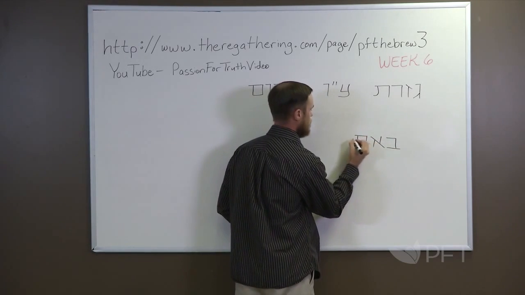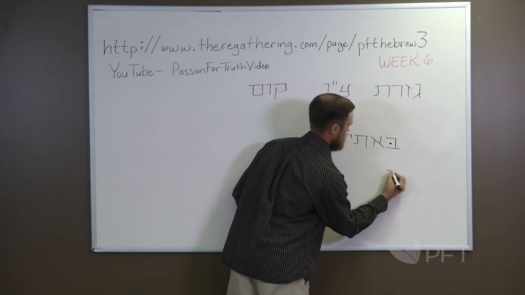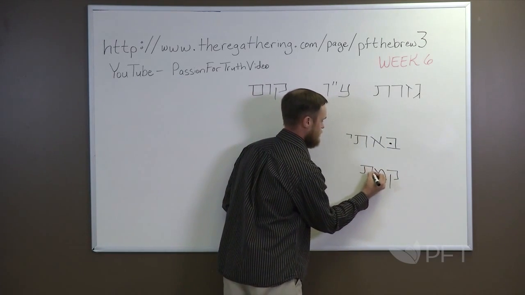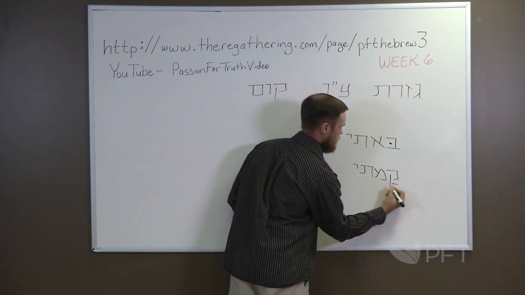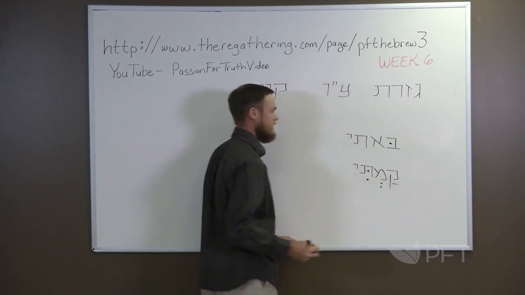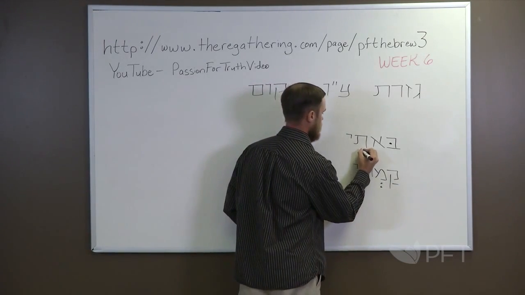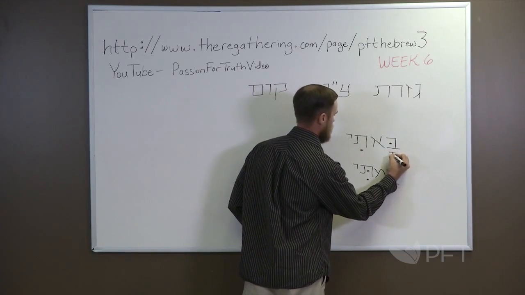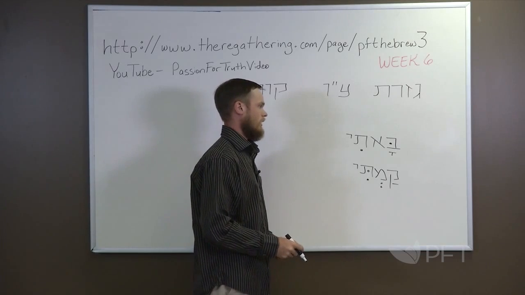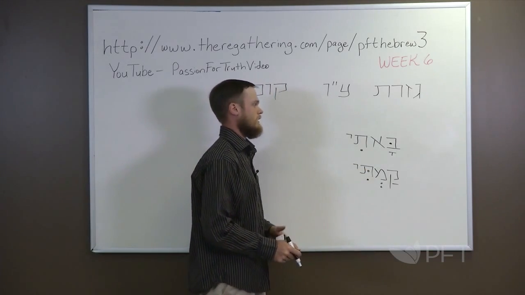In the first person singular, I'll show both roots next to each other so you can see exactly what the difference is. It's very slight. So I rose is kamti. I came is bati. The difference is the Aleph doesn't take a Shva because it doesn't need one.